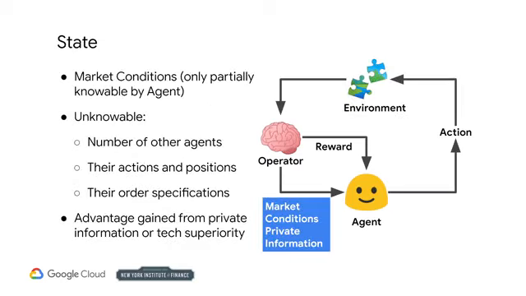The state of the environment, or the market, usually is unclear to the agent unless it has some sort of insider information or technological advantage over other market participants. It is not aware of the number of other agents, their actions, their positions, or order specifications.